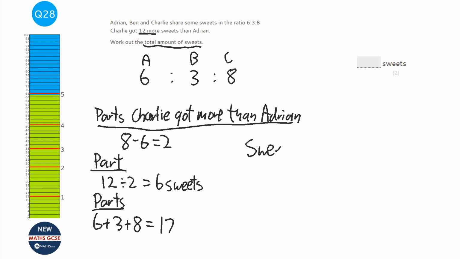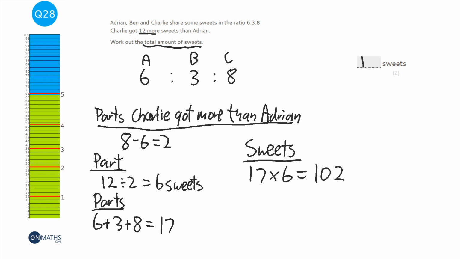So to work out the amount of sweets, we do 17 times 6. Now we could do 7 times 6, which is 42, and 10 times 6, which is 60. So add the 2 together, it's 102. So there are 102 sweets altogether.